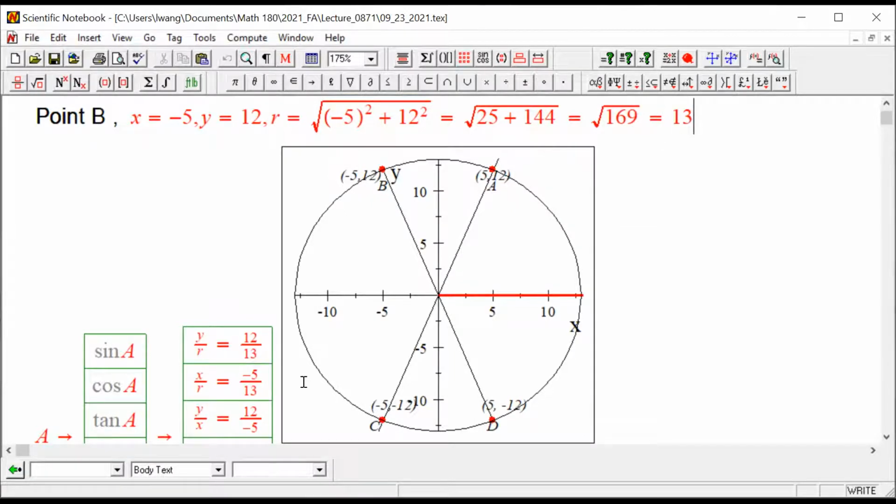So for each one of the points, I want you guys to calculate the relevant R just for your own practice. Now we have X, we have Y, we have R. And R is 13, right? R is 13.